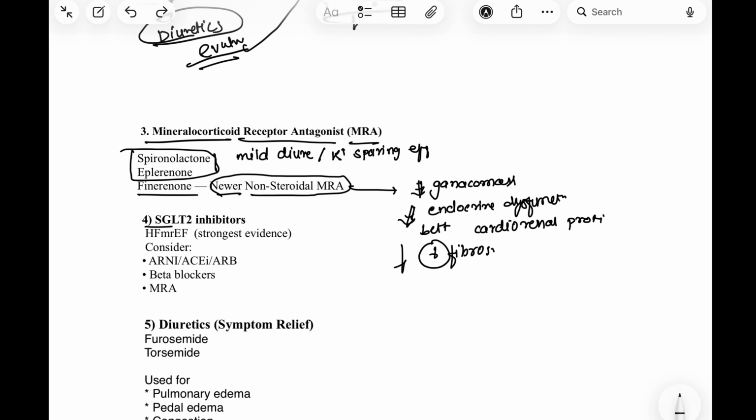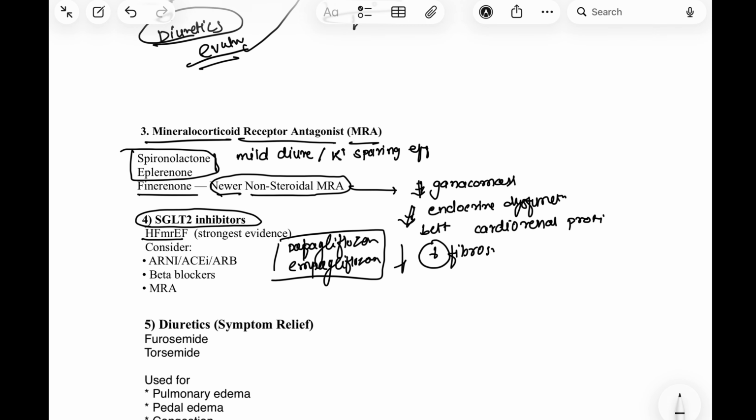Now regarding our fourth drug, the SGLT2 inhibitors, the one thing to remember is that heart failure with mid-range ejection fraction shows that the treatment is mostly effective with SGLT2 inhibitors. So in heart failure with mid-range ejection fraction, the SGLT2 inhibitor is to be started first, before ARNI. Okay, this is the only key point to remember for SGLT2 inhibitors. Drugs like dapagliflozin and empagliflozin are the drugs of choice.